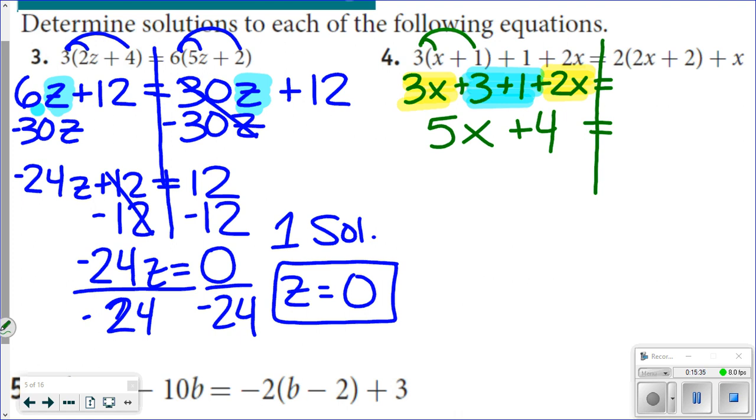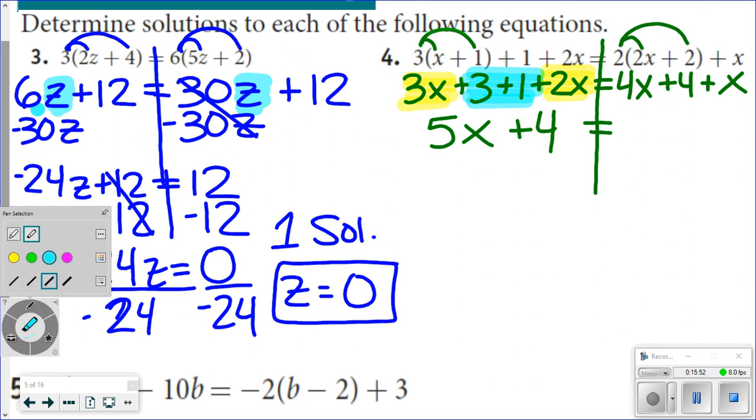So combine your variable terms, your x's, and combine your constant terms, which are your numbers. On the right-hand side, 2 times 2x, I get 4x. 2 times 2 is 4. Bring down this plus x. We have a set of like terms here. I have a 4x and an x. If it helps you, go ahead and put a 1 out in front of that x. So it's 4x plus 1x gives us 5x plus 4.